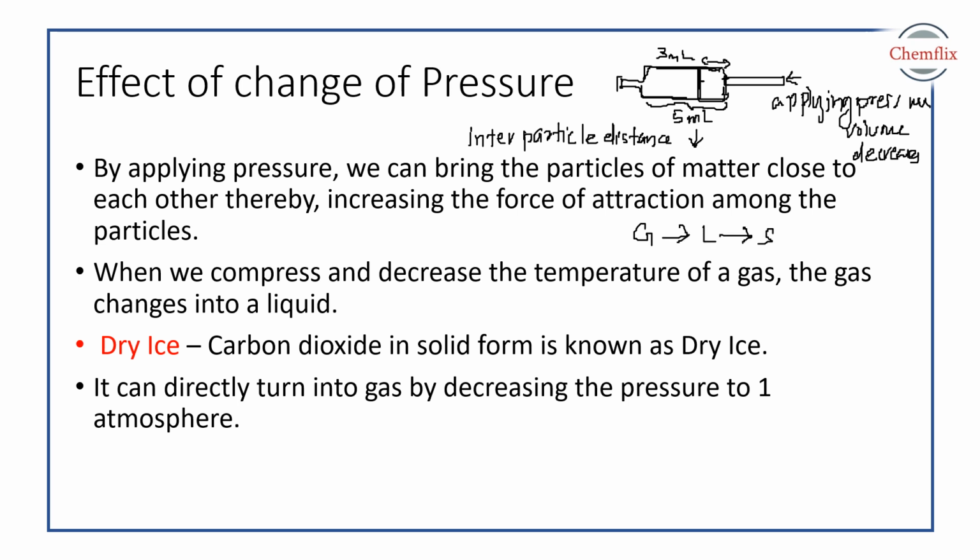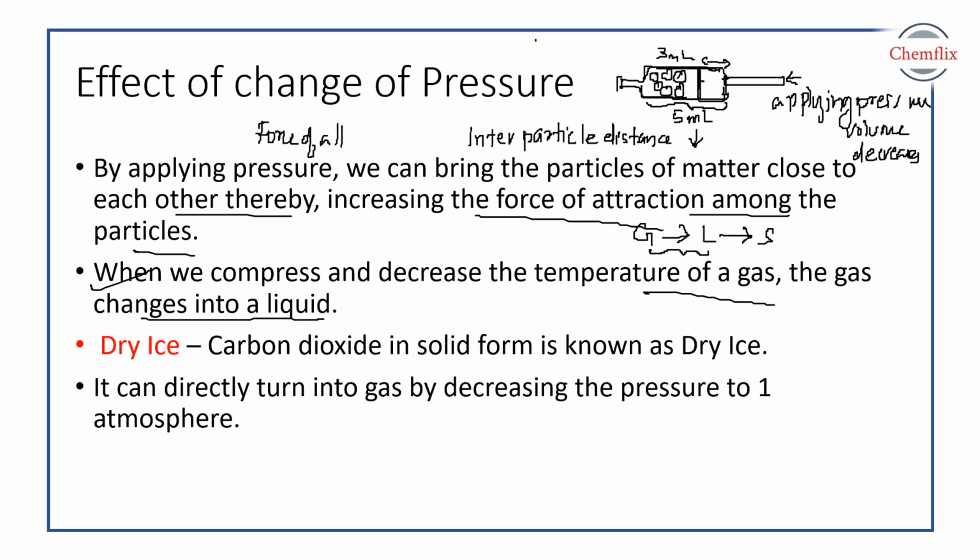By applying pressure, we can bring the particles of matter close to each other, thereby increasing the force of attraction among the particles. When we compress and decrease the temperature of a gas, the gas changes into liquid. Why? While you are applying pressure, the volume decreases. That means the interparticle distance decreases, which means the force of attraction increases. That means gas changes to liquid.